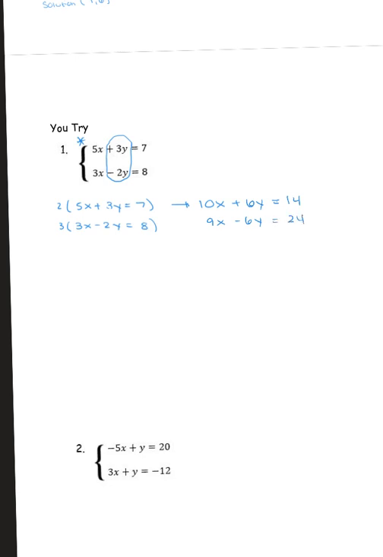Now we can see here that I have a positive 6 and a negative 6. Therefore, I'm going to add these two equations together. 10x plus 9x gives me 19x. My 6y's cancel out. And then I have 14 plus 24, which gives me 38. Divide both sides by 19. And I get x is equal to 2.